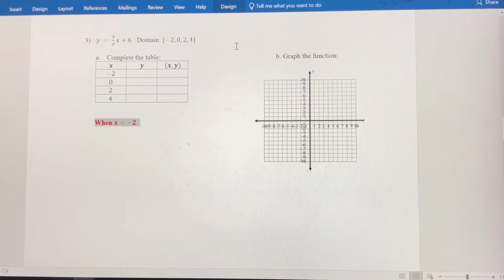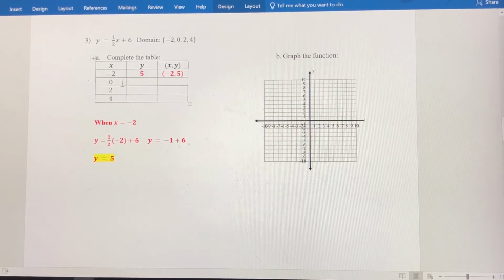So when x equals -2, we plug that in. When you multiply half times -2, you have a positive times a negative, so that's a negative. The 2's cancel out, so half of 2 is 1, so it's going to be -1. Then plus 6, -1 plus 6 is +5. So when x equals -2, y equals 5, so my ordered pair is -2, 5.